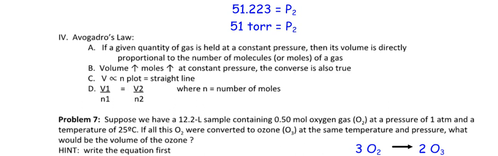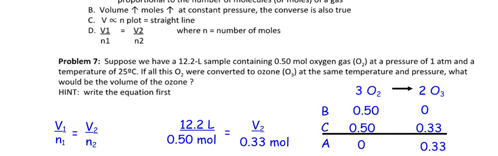Suppose we have a 12.2 liter sample containing 0.5 moles of O2 gas at a pressure of 1 atm and a temperature of 25. If all this O2 were converted to ozone at the same temperature and pressure, what would be the volume of the ozone? I wrote a hint: write the equation first. Okay, I'll do that. So here's my equation, and I'm dealing with moles. I'm trying to find the volume of ozone when I'm given the volume of oxygen. What am I going to do here? I bet I need to set up a BCA table, don't I? I think I do. So here it is.